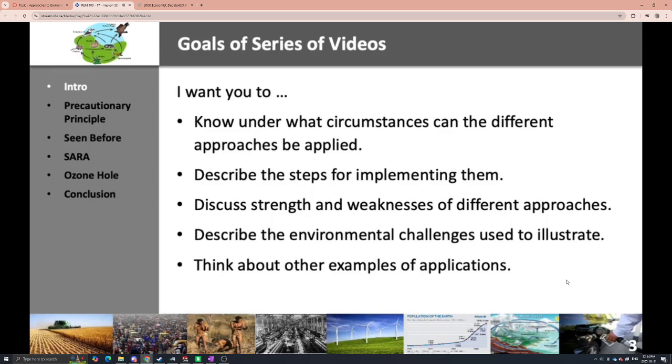Of course, you also want to be able to provide examples of other environmental challenges where these management approaches would be applicable. So given those sorts of expectations, let's talk about the third management approach, and that uses the precautionary principle.